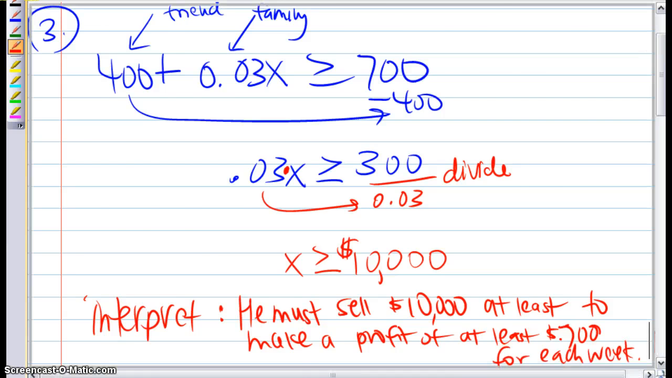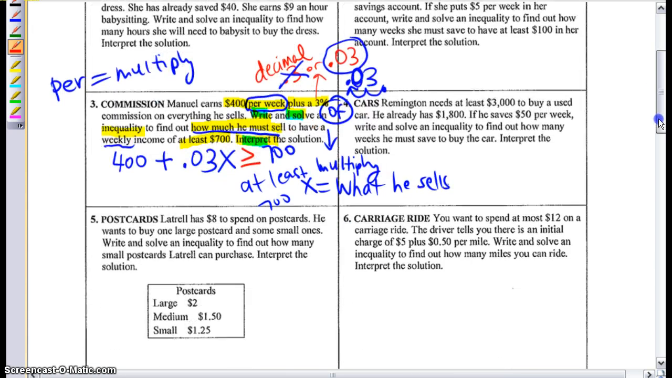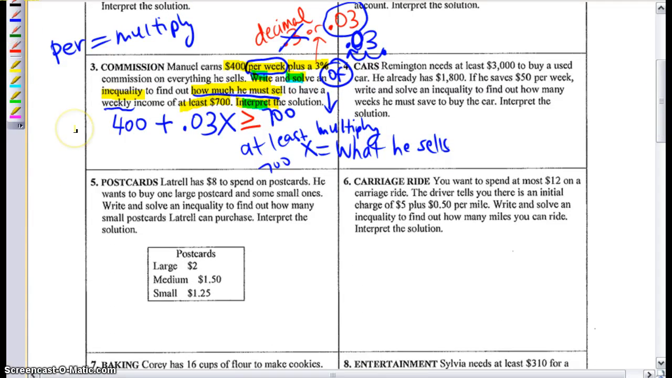Alright, let's go back to the worksheet. Number 5. Let's highlight the key information here. We've got that she has $8 to spend. She wants to buy one large postcard and some small ones, so we know she's buying one large one, but we don't know how many small ones, just some.